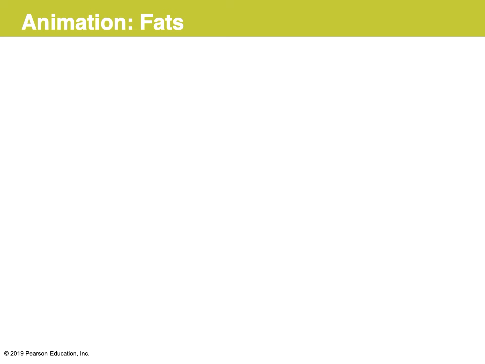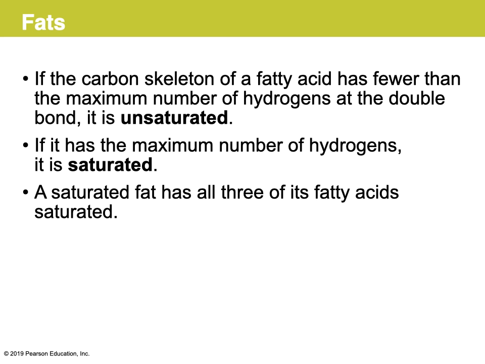Well, think of saturation in this case as hydrogens. If you can't fit one more hydrogen on that carbon chain, then it's saturated, right? It's saturated with hydrogens. If you see a double bond, that means that potentially there could still be hydrogens added to it. And that's why they say unsaturated. So if that carbon skeleton has fewer than the maximum number of hydrogens at that double bond, it's unsaturated. If it has the maximum number of hydrogens, it's saturated. So saturated fat has all 3 of its fatty acids saturated.